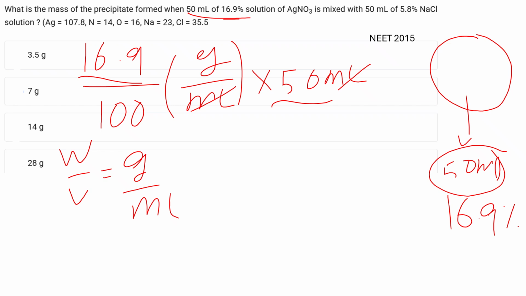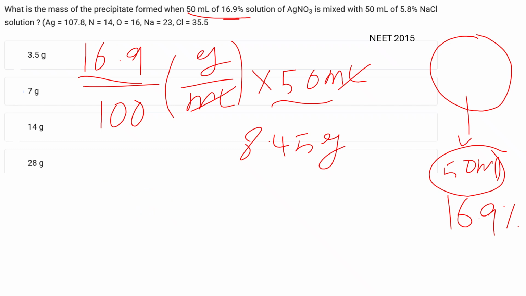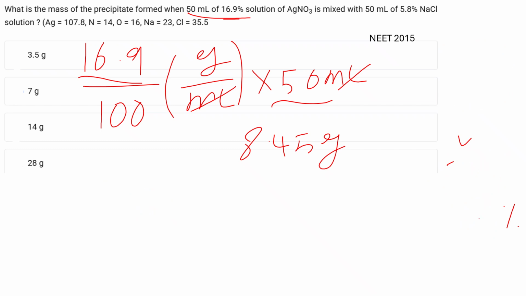We will get the answer in the unit of grams. Finally, we found the grams of silver nitrate, which is 8.45 gram. In the case of silver nitrate, it is 8.45 gram. In the same way we can find sodium chloride also. 50 ml of sodium chloride. It is also very simple.